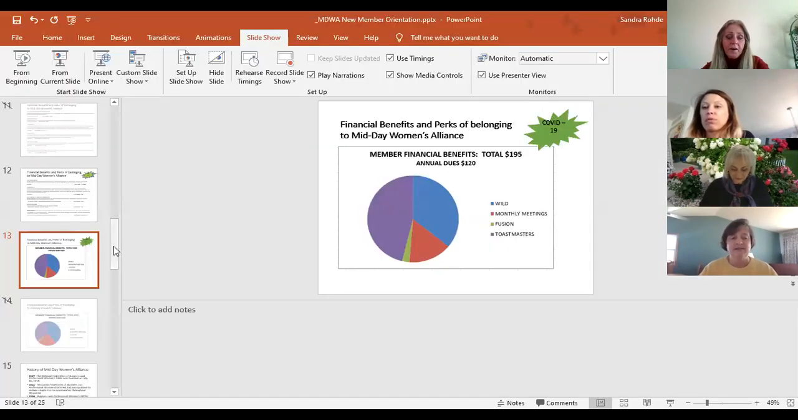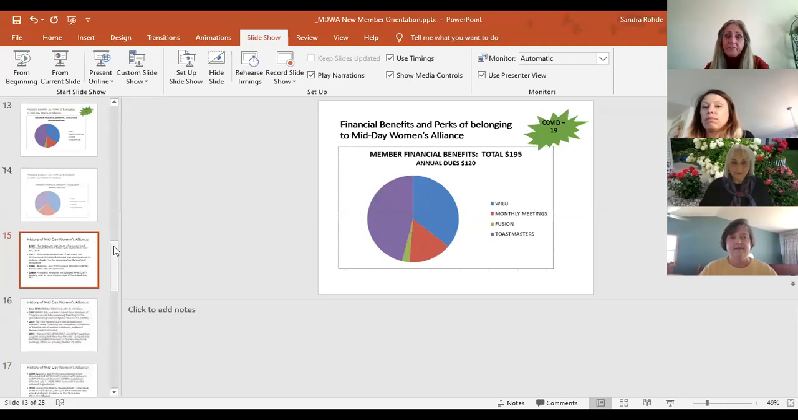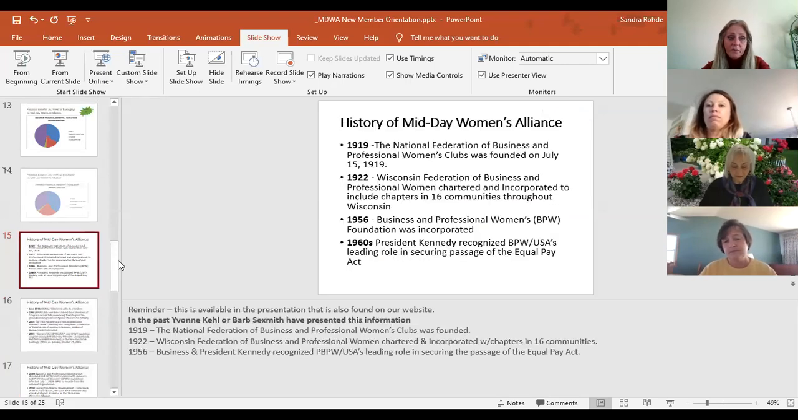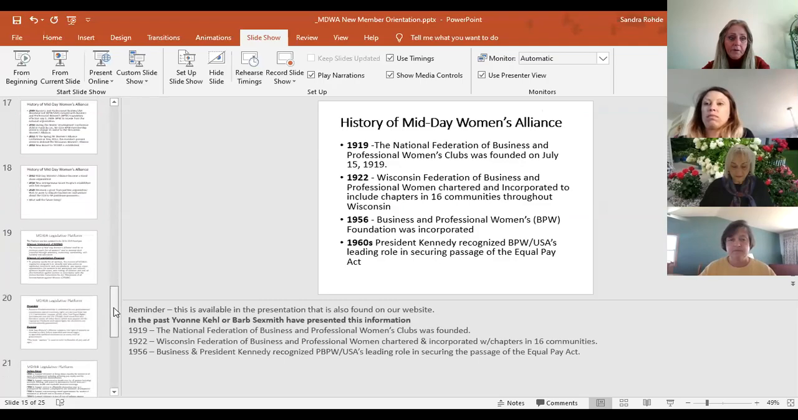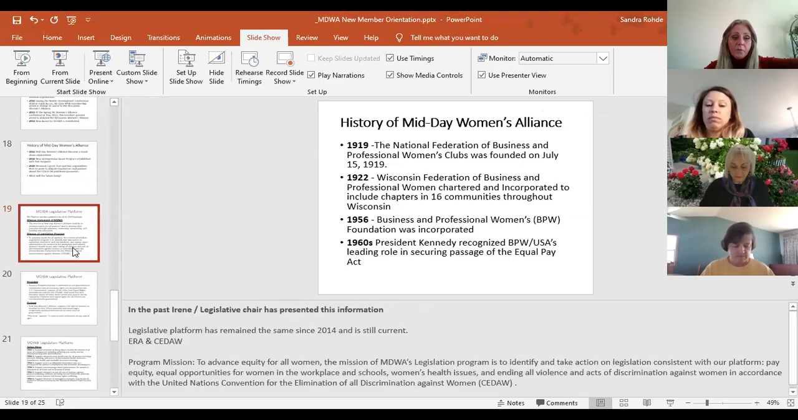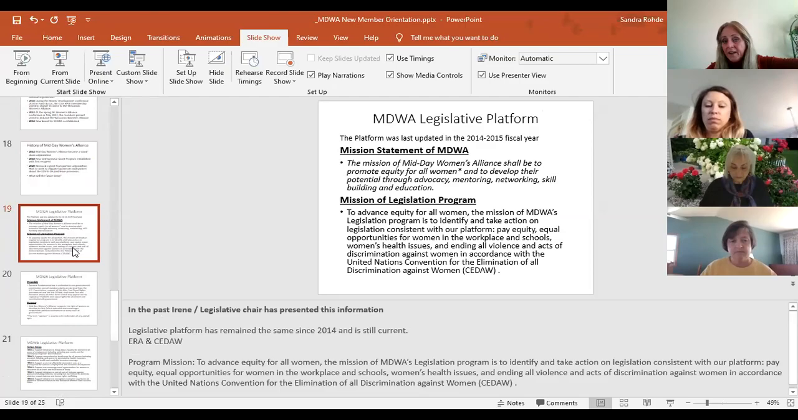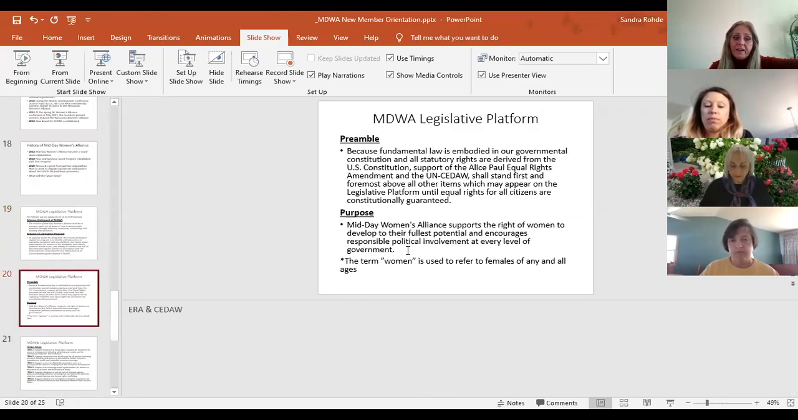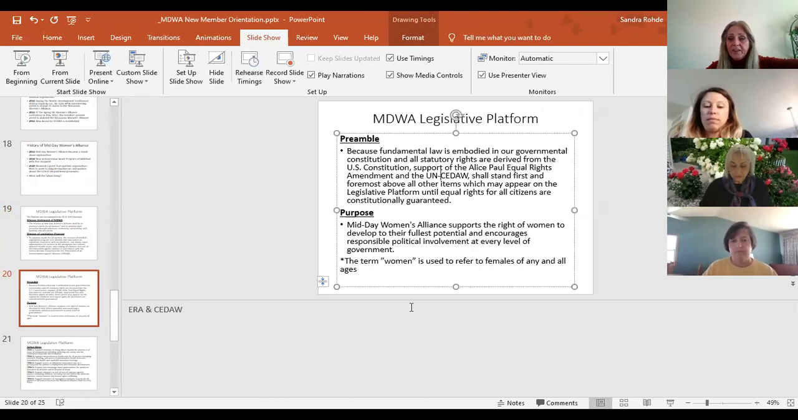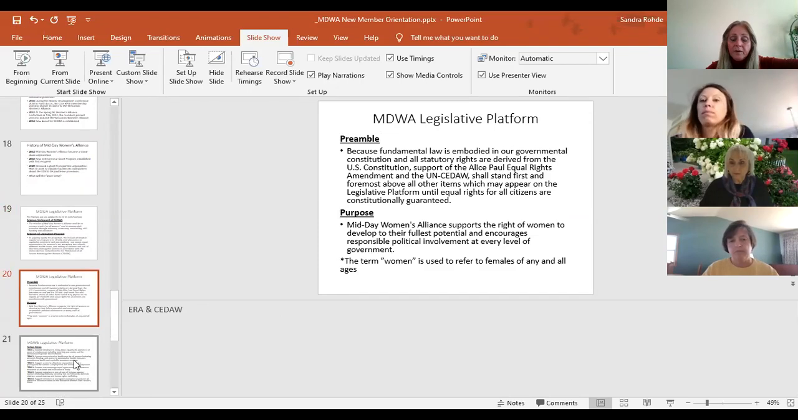All right. So we did have a pie chart of benefits. We have a history that starts way back in the 1900s from our regular group that we came out of. Irene would normally talk about our legislative platform. Just know that we do have one. You'll see in the preamble part, we do support efforts that help us get to equal rights, and CEDAW, which is the international version of, you know, violence against women.